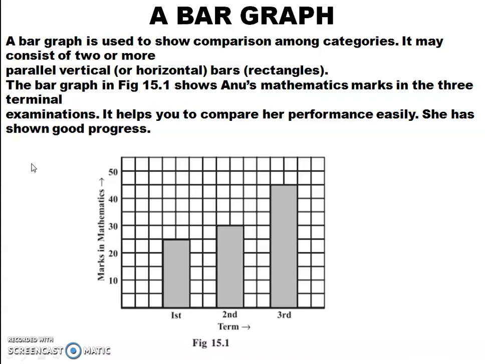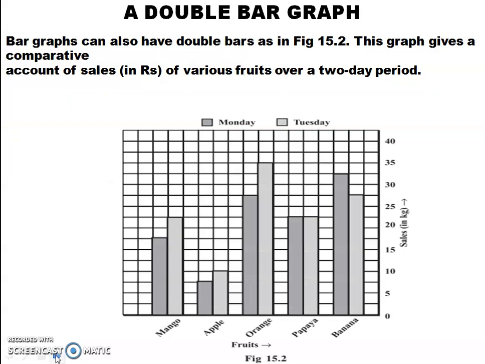Now let's see what is a double bar graph. This is a double bar graph. Bar graphs can also have double bars. You can see 1, 2. Each category has 2 bars. That is, the darker one is for Monday and the lighter one is for Tuesday. This graph gives a comparative account of sales of various fruits over a 2-day period.